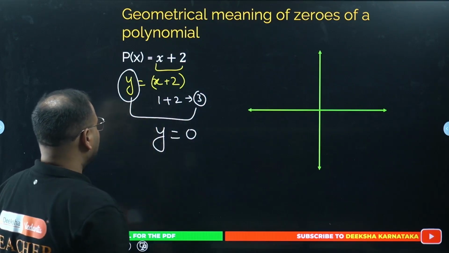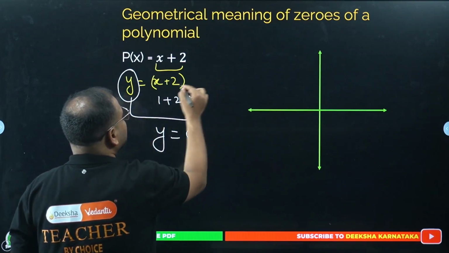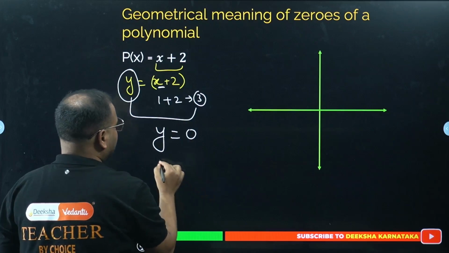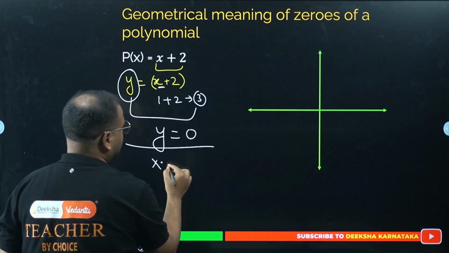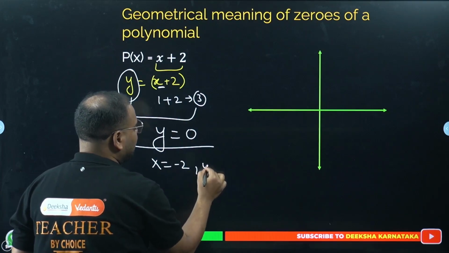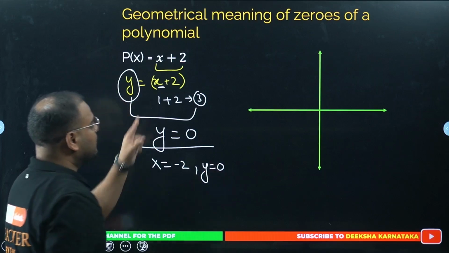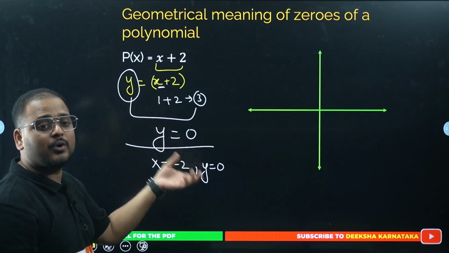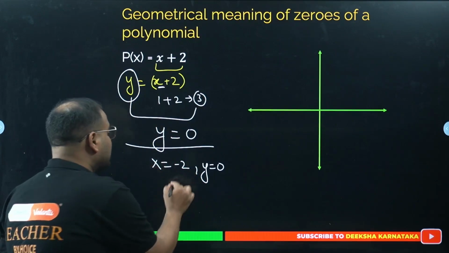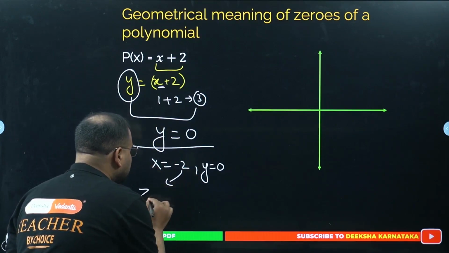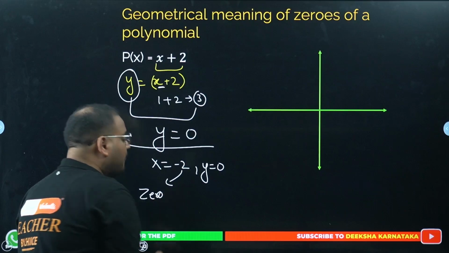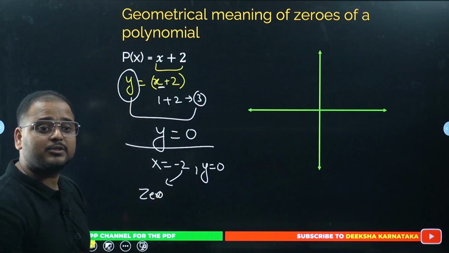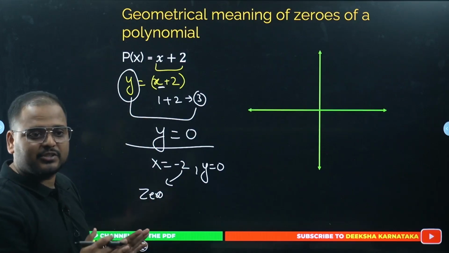In this case, what is it? x plus 2. So whenever x is minus 2, I will get y as 0, right? Because minus 2 plus 2 makes 0. Outcome is 0. It means x equals minus 2 is the zero of the polynomial given here, x plus 2. This is the definition. This is what we learned so far.